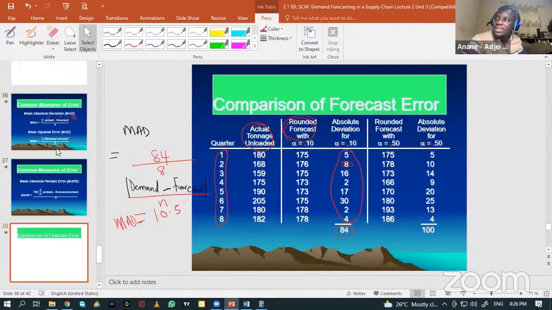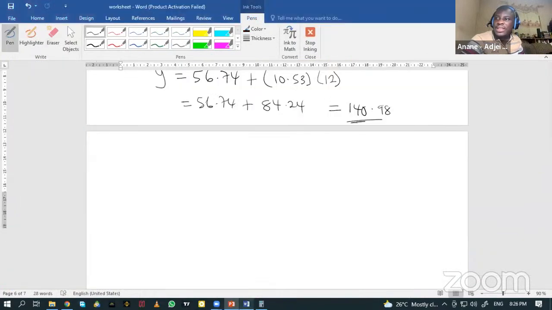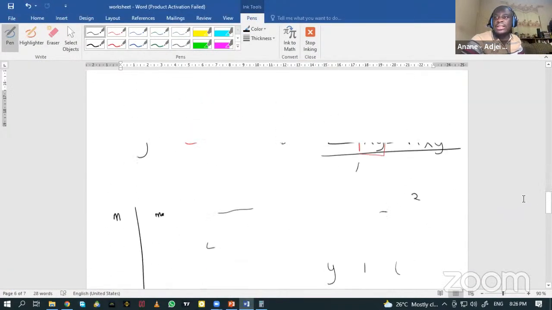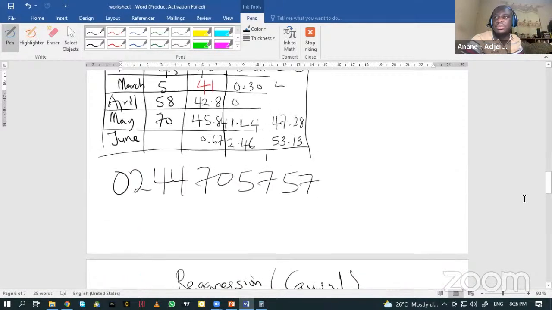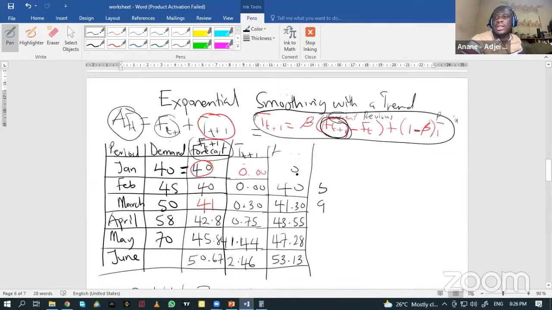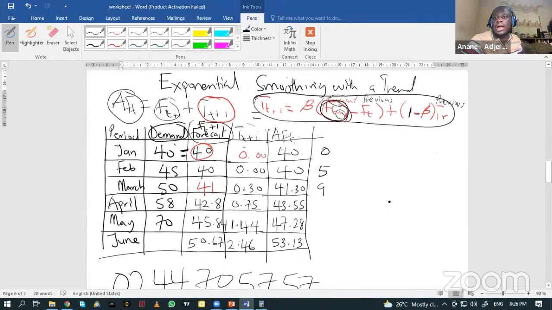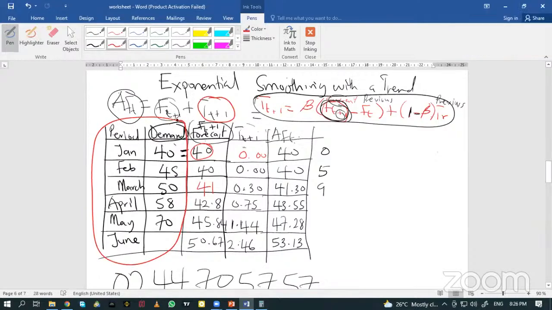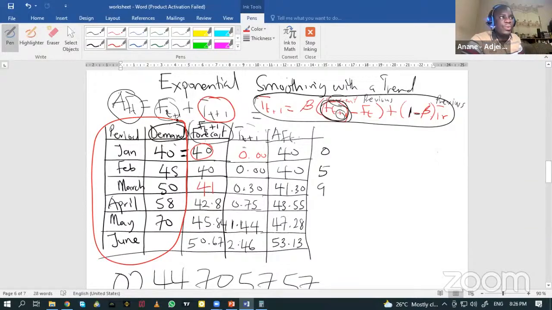No, dear, it is not so. I'm saying that assuming you were given a table like this. Yesterday, I gave you a sample table. Assuming a table was given like this, usually the question will give you only this portion, the period and the demand. That is all. So you have to calculate the forecasted value.